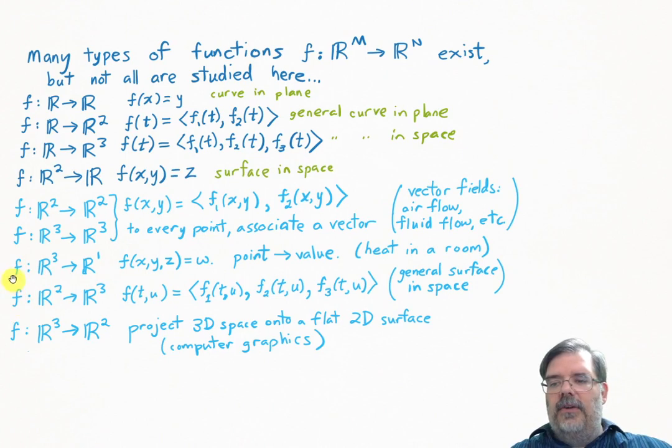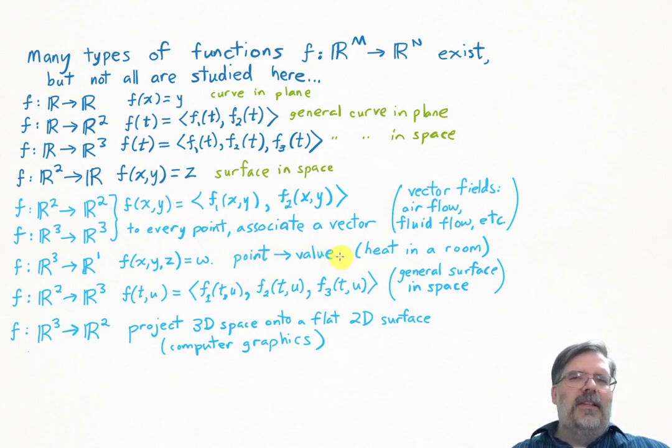You could consider a function from R3 to R1. This is a function which would be really hard to graph. Right? We couldn't graph that the same way we graph f of x equals y or f of xy equals z. These functions would have the form f of xyz equals w, but that's 4 coordinates, so we can't really draw a picture of it. This function represents taking a point and associating a single value.